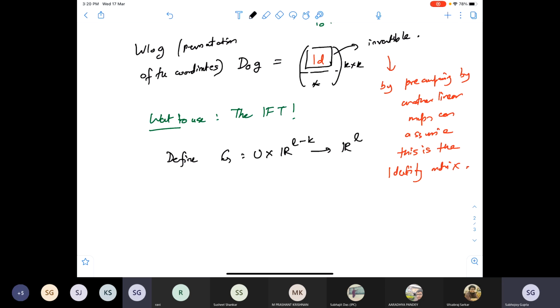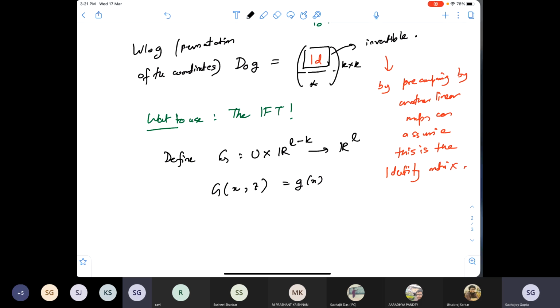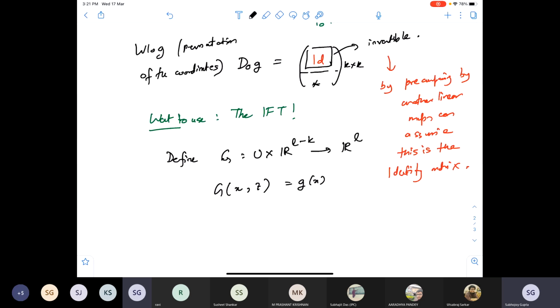Now, how do we define this G? Well, suppose you have a vector x in U, and z in R^(l minus k). You define this to be little g of x, where g is defined on U, plus 0, comma z.